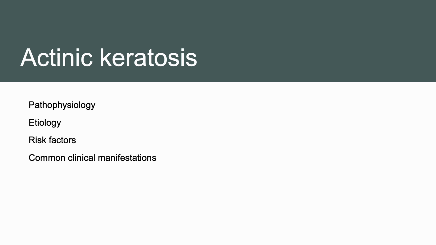Next, let's talk about actinic keratosis. Actinic keratosis is a precancerous skin lesion caused by ultraviolet damage. Now, we call it precancerous because if left untreated, a small percentage of actinic keratoses may progress to squamous cell carcinoma. Risk factors: fair skin, excessive sun exposure, chronic sun exposure, and things like outdoor occupation. Clinical manifestations: these are rough, scaly, thin papules or plaques on sun-exposed areas.